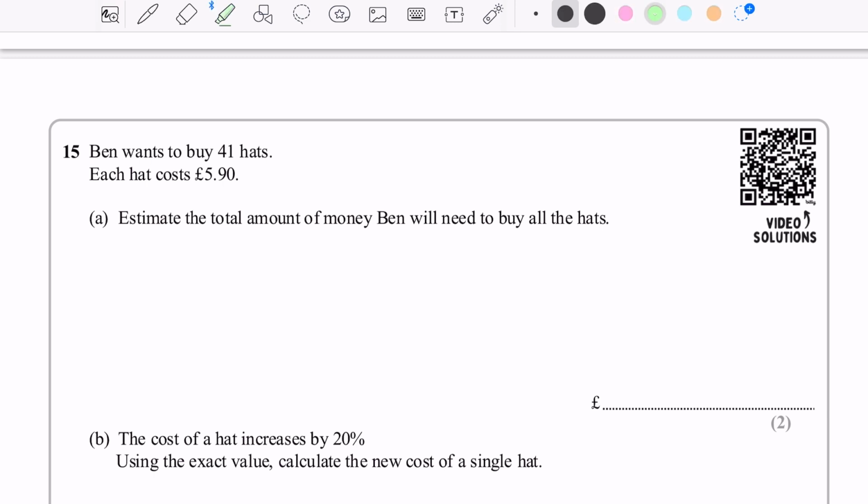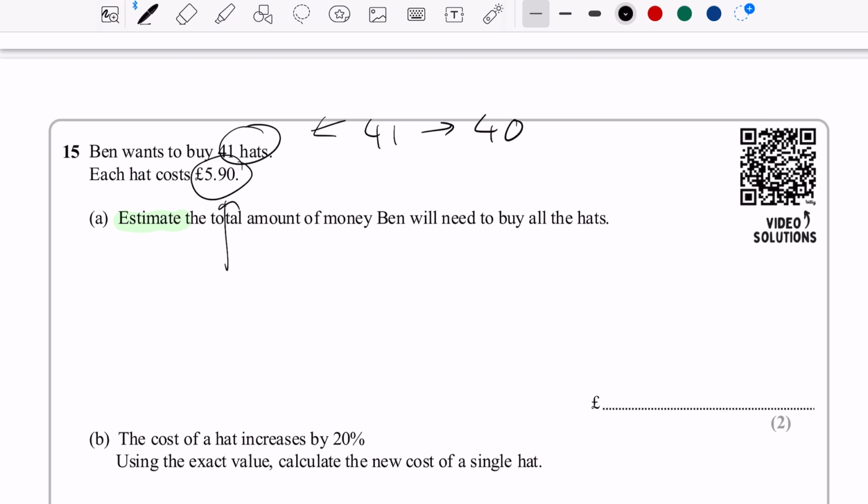Key word, really key, estimate. Okay. We need to round everything. Alright, now we need to round the amount of hats. So we've got 41, that's going to become 40. We're going to round to the nearest 10 because that's the numbers in the tens. And then we've got £5.90. Right, that's in the ones column, the first one. So that's going to go to £6.